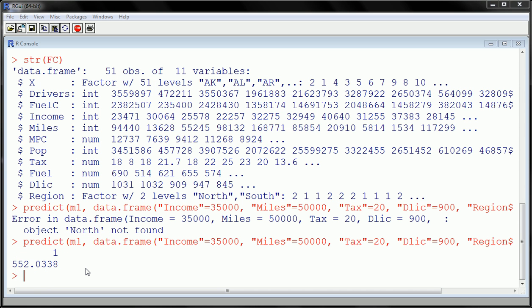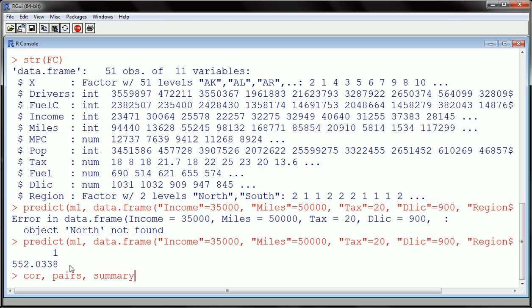Don't forget that exploratory data analysis is absolutely important here. I mentioned the correlation matrix as one suggestion, the scatter plot matrix as another, probably even more important, and you can also use summary to get summary statistics for the features that you are going to analyze. That would come before you jump in and create M1 and then use predict to make predictions.